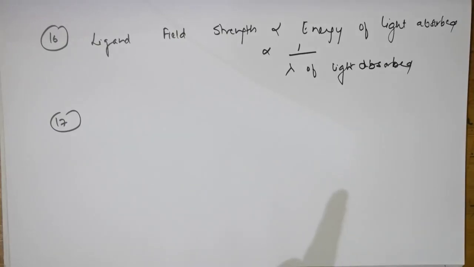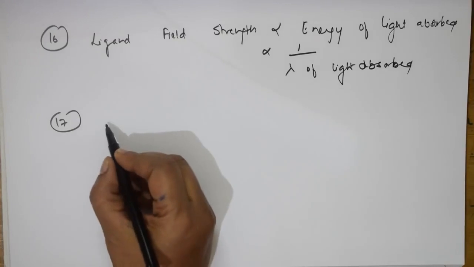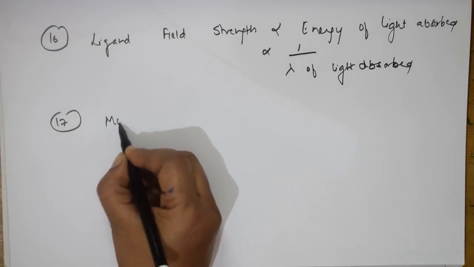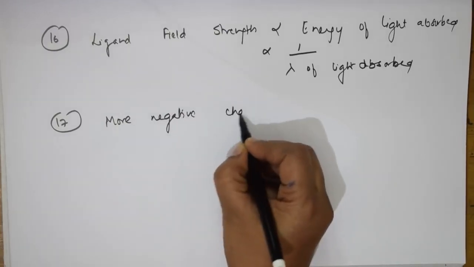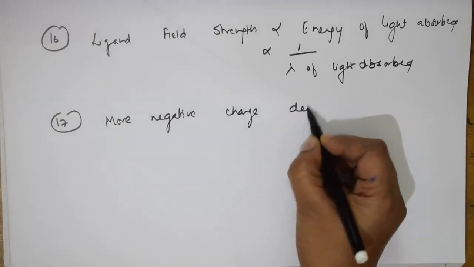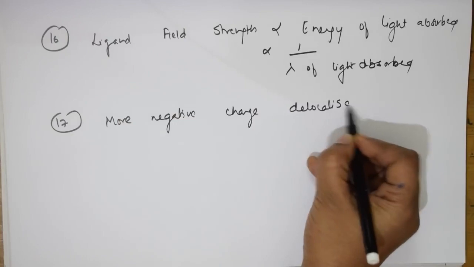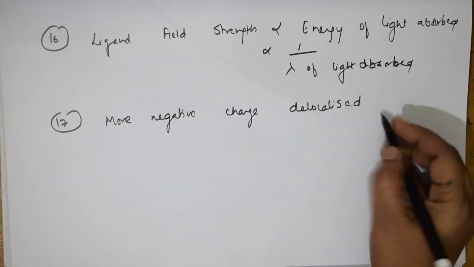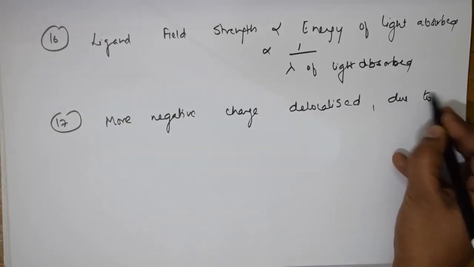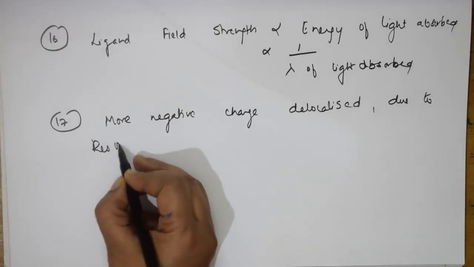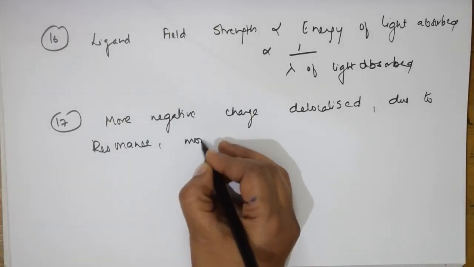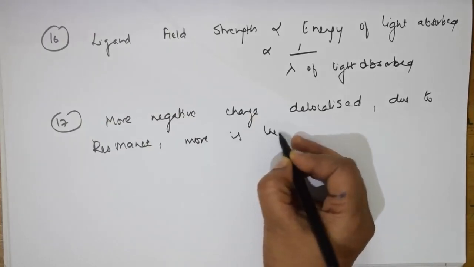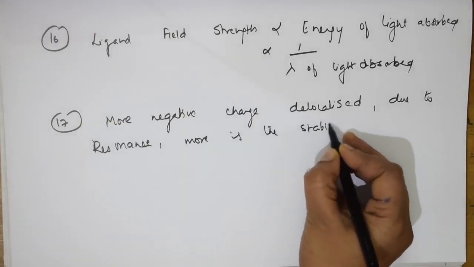More is the negative charge delocalized due to resonance, more is the stability. So one more important concept. If the negative charge is delocalized, when is this negative charge delocalized? Due to resonance. Then what will happen to the stability? More is the stability. Remember this.